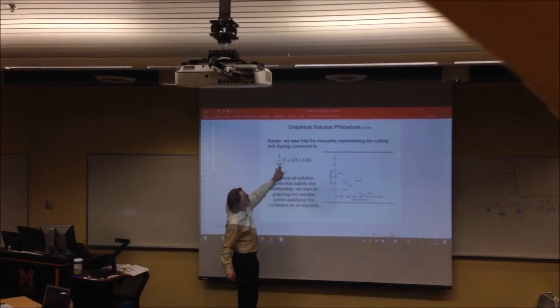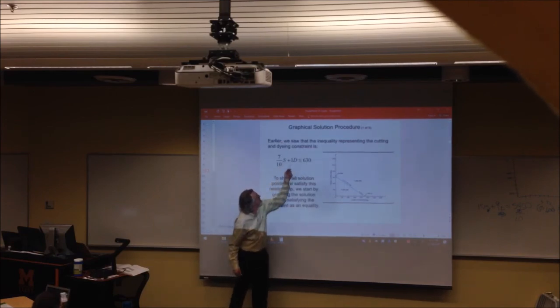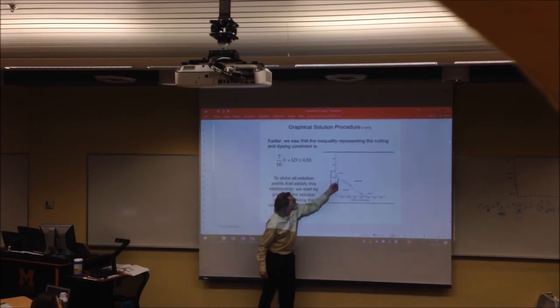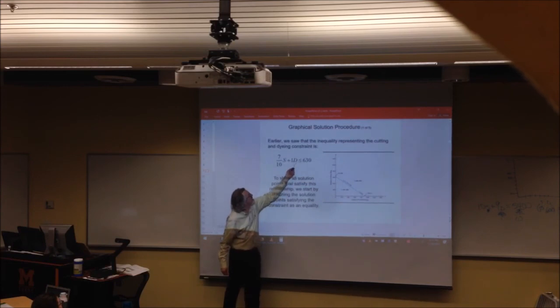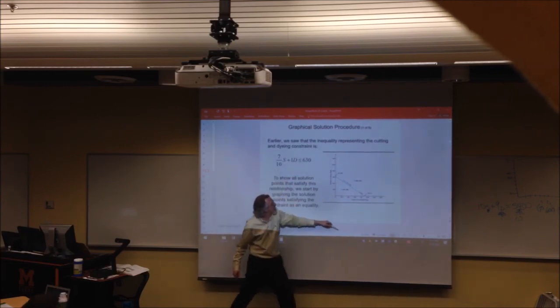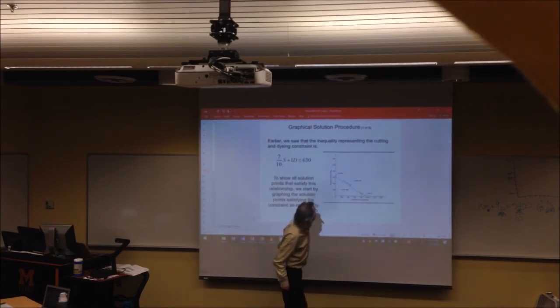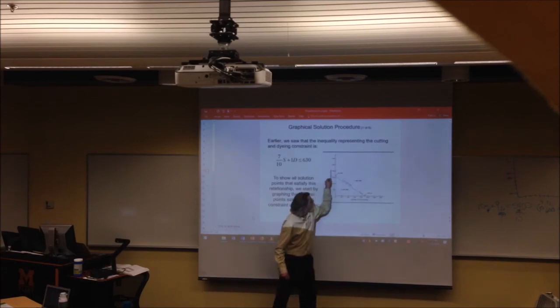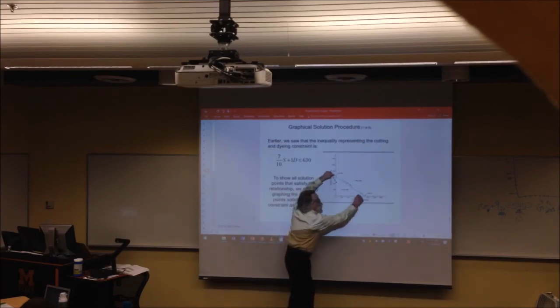If this were this one, we put a 0 in for S, divide both sides by 1, we get 630. Put a 0 in for D, we divided both sides by 7/10, and we got, is that 900? Yeah. 900. Connect them, even go a little past if you can.